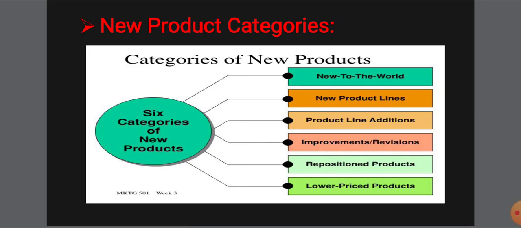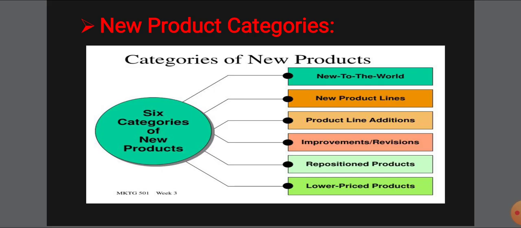For example, you can say that the Cadbury chocolate, they have repositioned that. Earlier they launched it as chocolate for children, but nowadays they have repositioned that Cadbury chocolate as a gift for all aged people, for all festival occasions. They are just doing the repositioning.